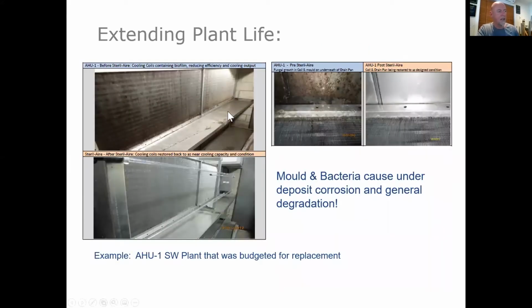And here's another example. This was a unit budgeted to be replaced back in 2012, and we put the SterilAire on it, and we restored the cooling capacity to within 3% of its design, and that system is still working today.